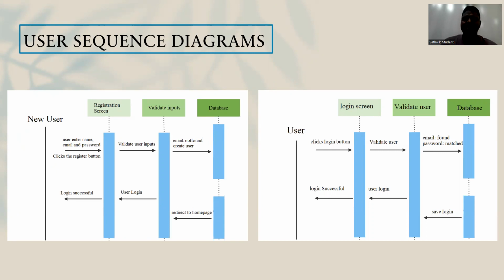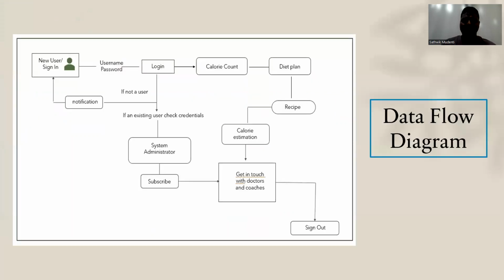And when the user clicks the login button, he's redirected to the next page. When he clicks logout, he's redirected back to login. And the next one is the data flow diagram of our application. Here, a new user is signed in and logged in.